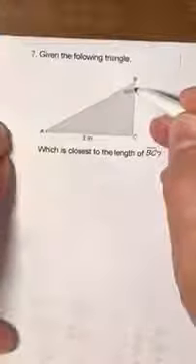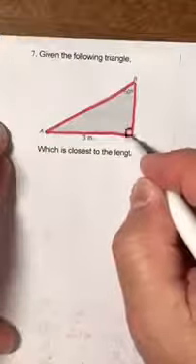Problem number 7 reads, given the following triangle, which is the closest to the length of BC? Okay, you have answer choices that you need to determine the correct answer. So when you look at this triangle, you need to identify your 90 right here.